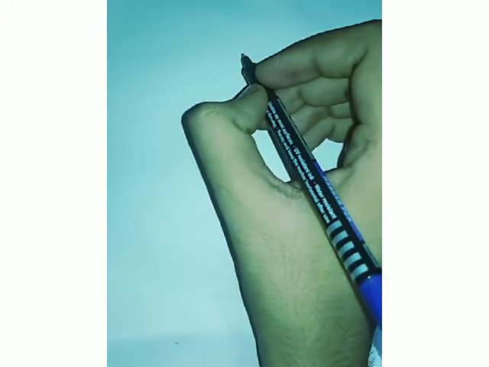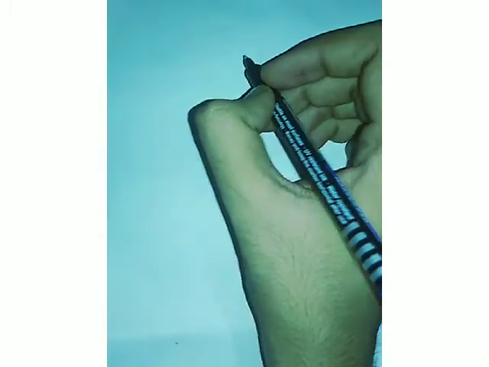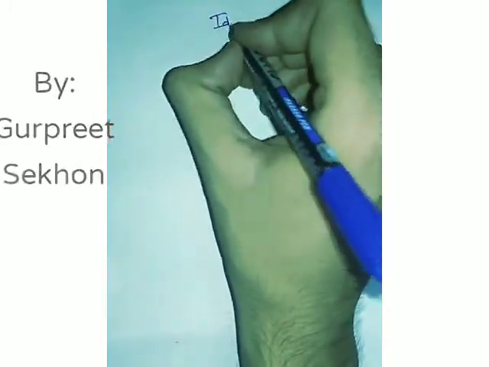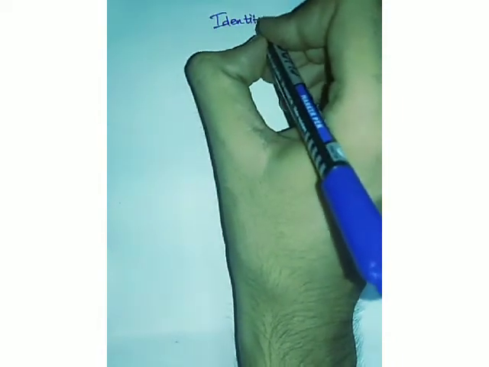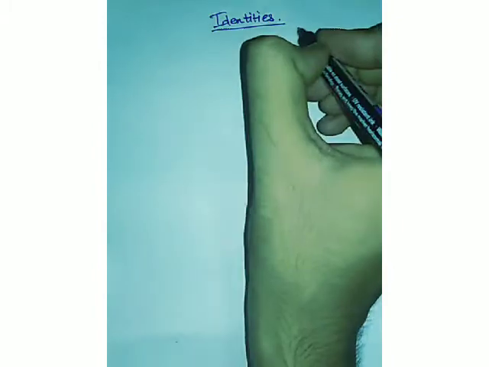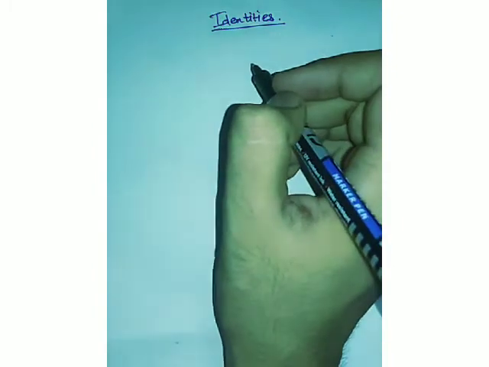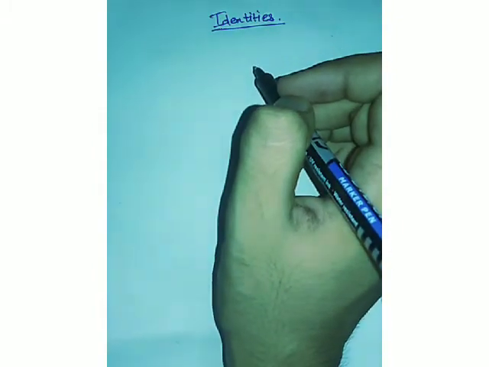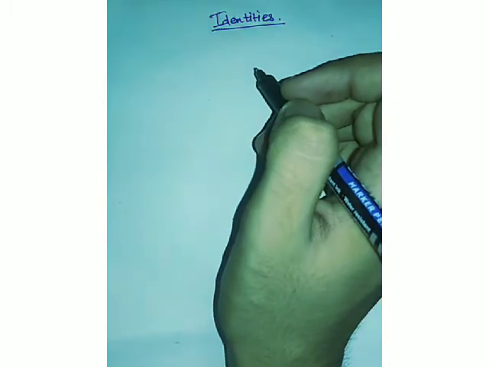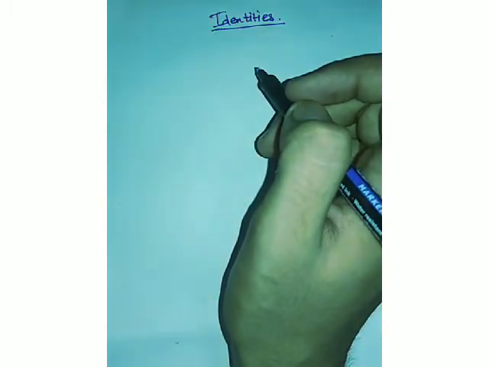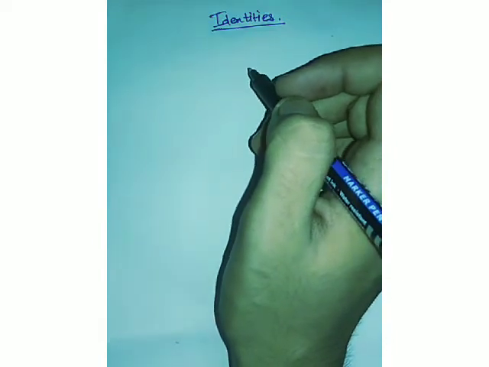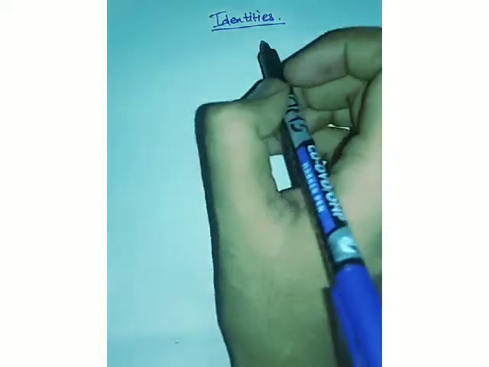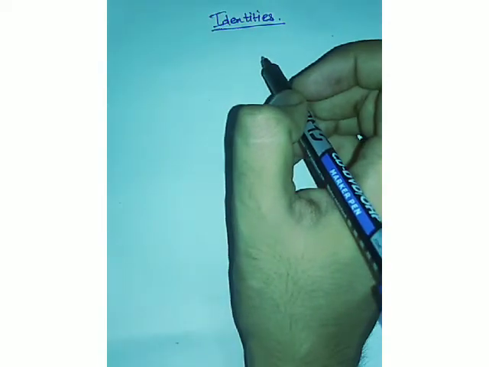Today we'll be continuing with our chapter inverse trigonometric functions, and we'll be dealing with some of the identities involving inverse trigonometric functions. You must have studied the identities involving simple trigonometric functions, and the same is the case with the identities of inverse trigonometric functions. I'll be writing down all of the identities that will be included in this chapter.